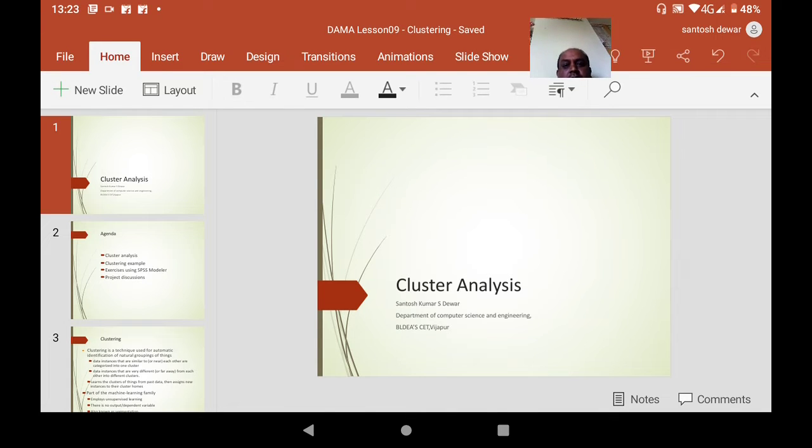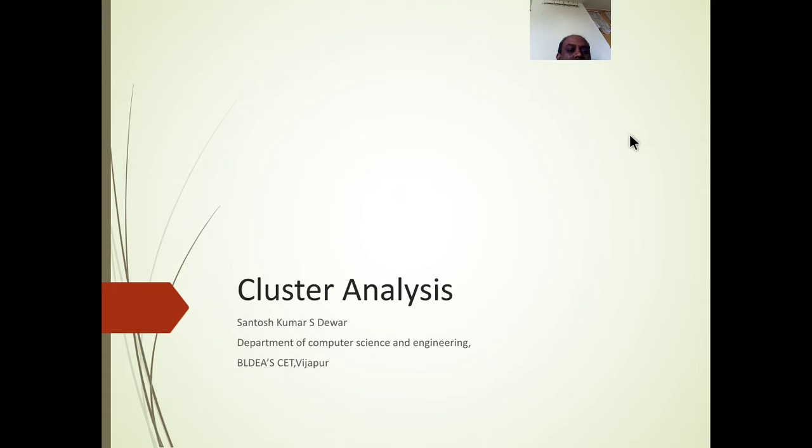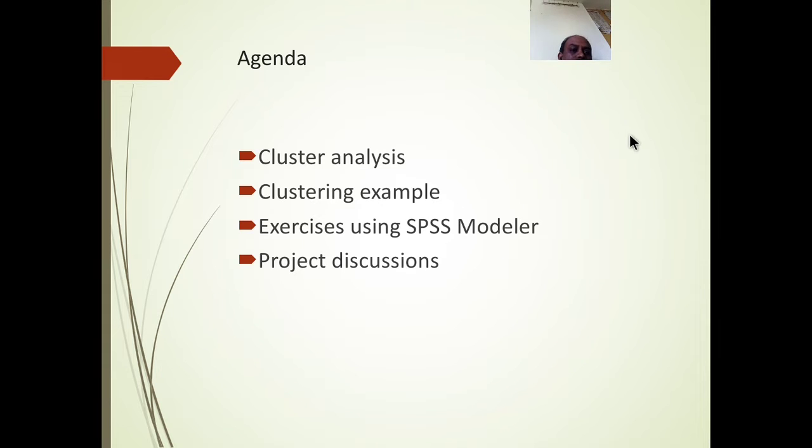Today we're going to discuss cluster analysis. Okay, so we'll learn what cluster analysis is, a clustering example, and some exercises using SPSS Modeler and project discussions.